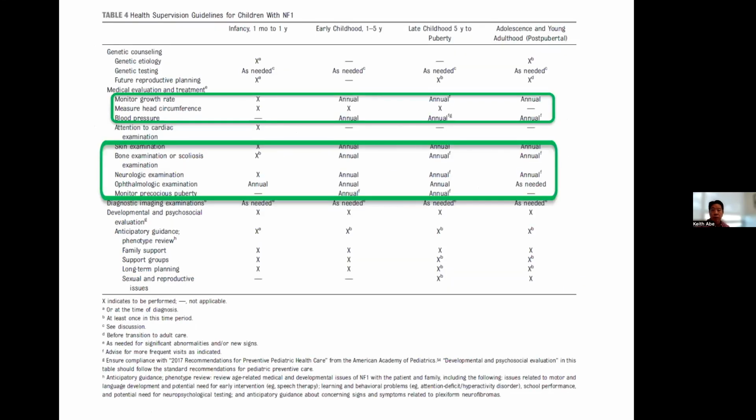So for their surveillance, mainly from the general side, we're looking for either problems with stature, abnormal blood pressures, because you can get renal artery stenosis, scoliosis exams are important, looking for retinal hamartomas, and precocious puberty are things that we can intervene for. Better to catch and intervene early.